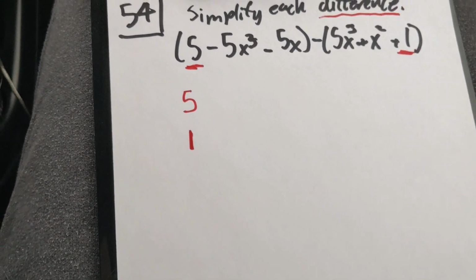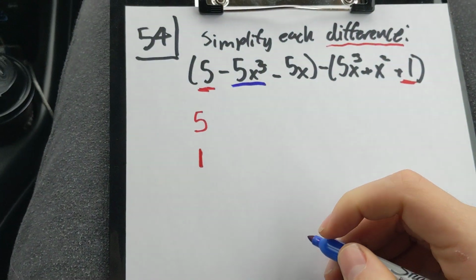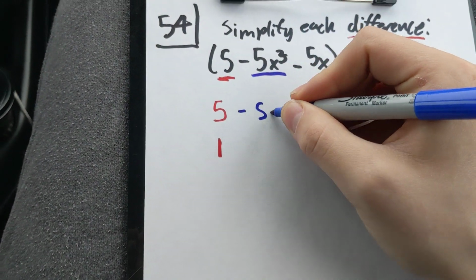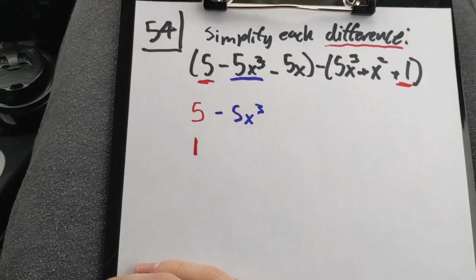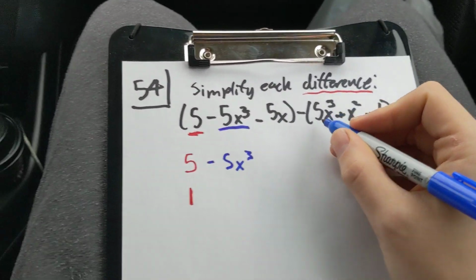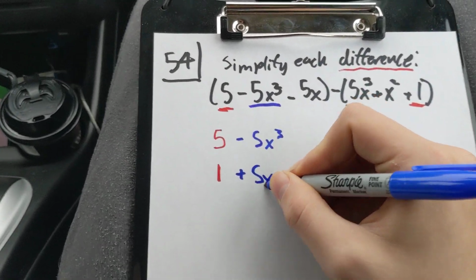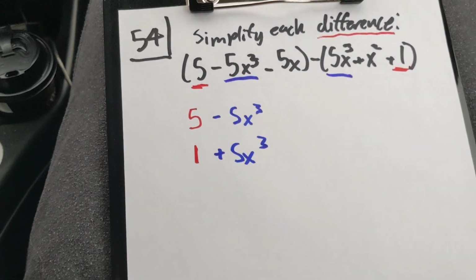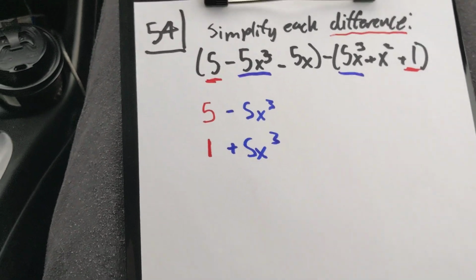Second term is a negative 5x squared. Sorry, that's x cubed. Negative 5x cubed. Is there a like term in my second polynomial? And sure enough, there is another x cubed term. It's positive 5x cubed this time.